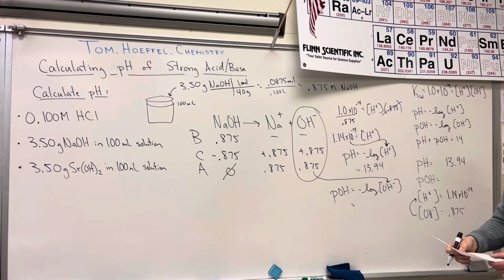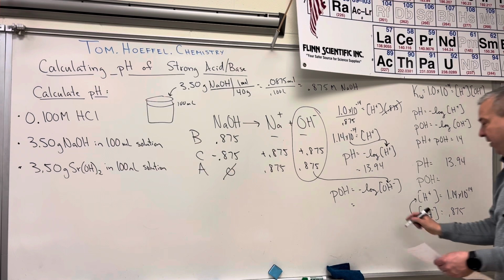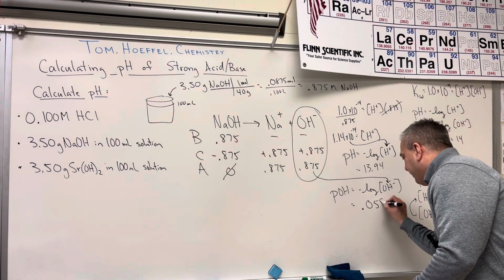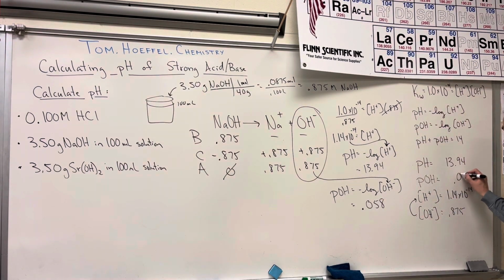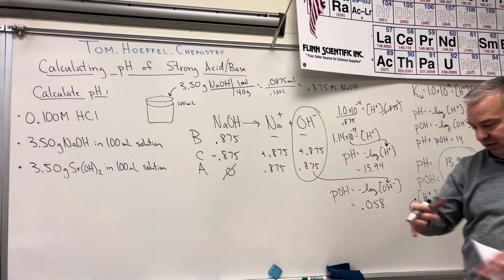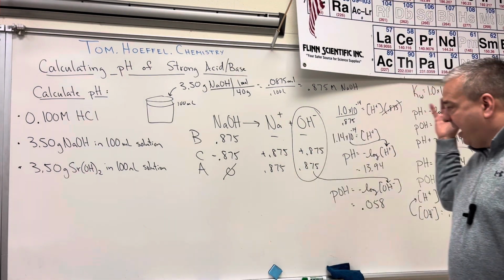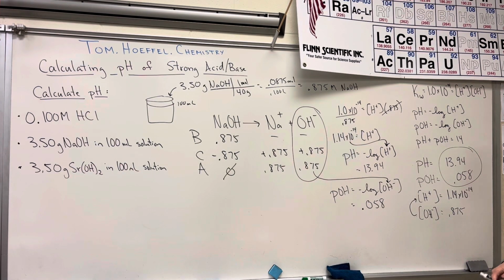And I find out that this has a pOH of 0.058. Okay. And then when I add these two things together, does it get close to that number of 14? Absolutely. Just a little bit of rounding error. And I feel really good about all of these calculations.